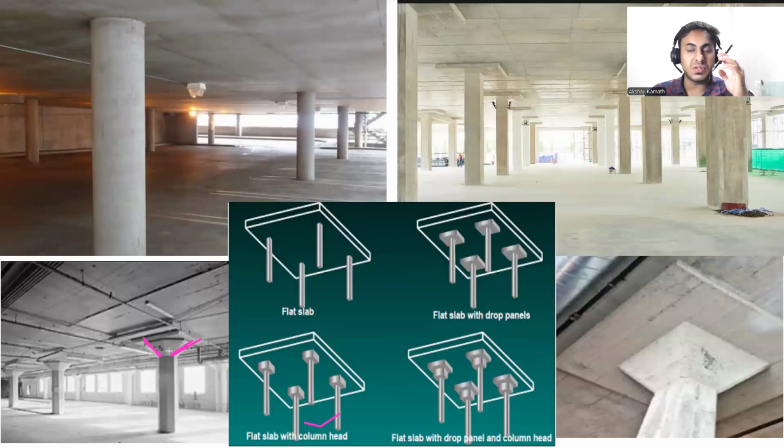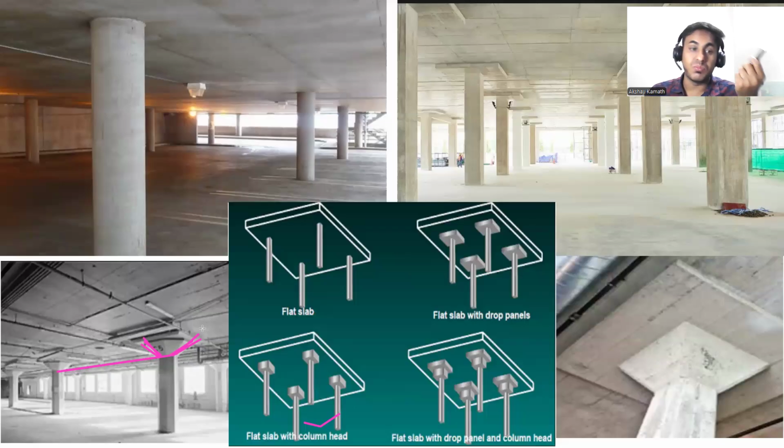Either you increase the size of the column or increase the thickness of the slab. Here we are increasing the size of the column, but only this portion we are extending, not the complete column. The architect is okay with that because after some time you may do a false ceiling and it will go inside. Even if you don't do a false ceiling, it's okay, but it will look good.